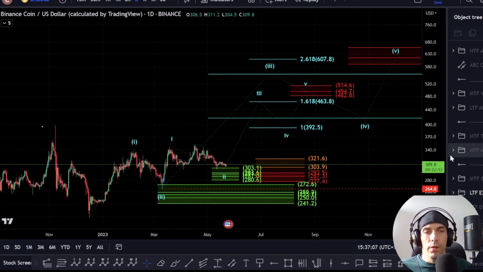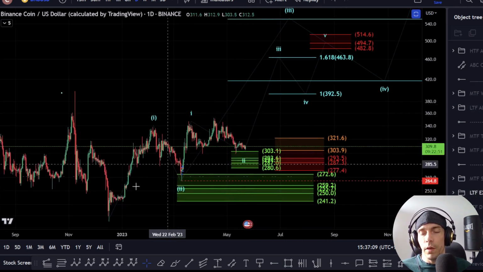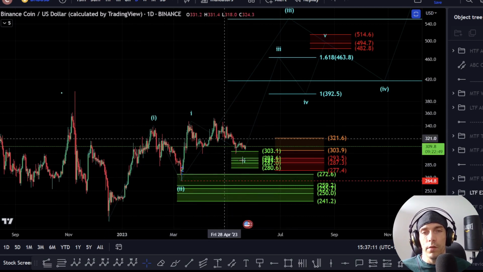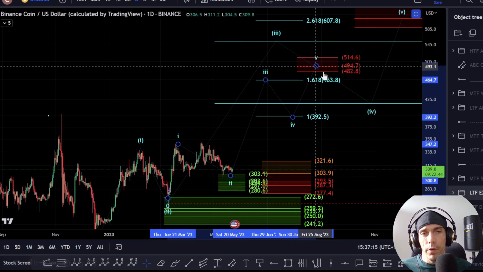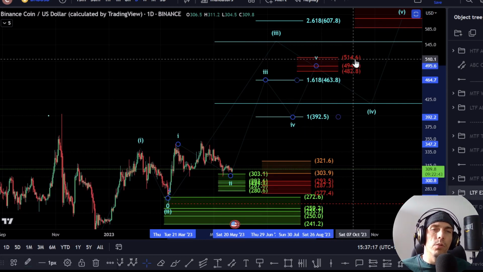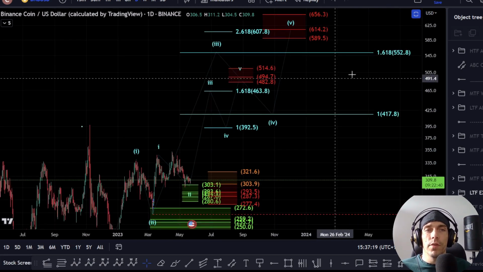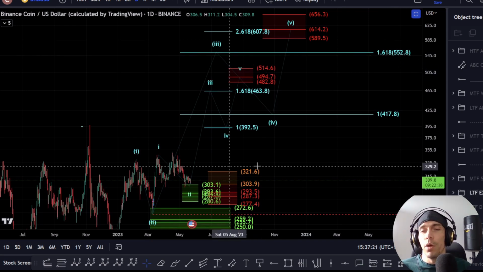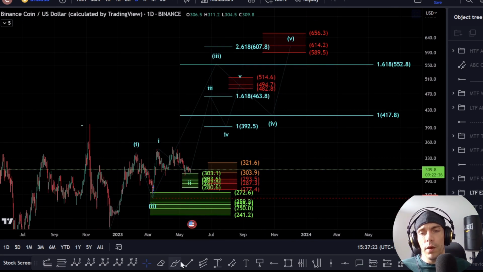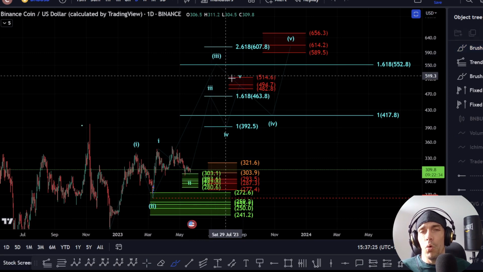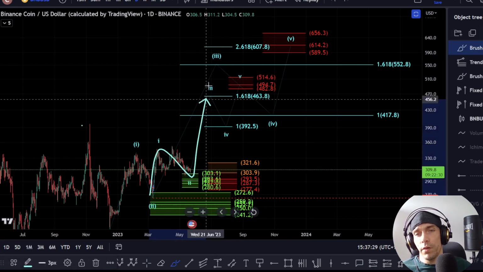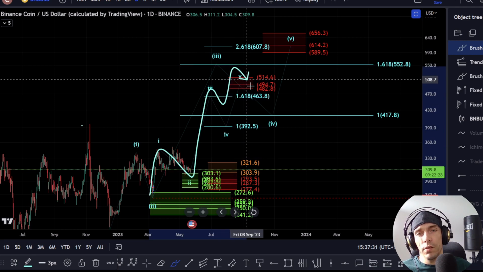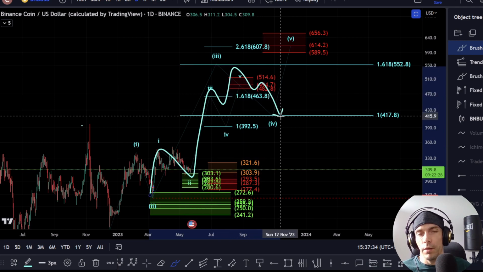But what we can see within this count is if we count this move as 1-2 and then looking at this as another 1, 2, 3, 4, 5, even if the secondary 5-wave count plays out and we do get a move up here towards this 514, it wouldn't cross the 1.618 of this 552. So this would be quite an important area I'd be looking for more confirmation that we're in a 5-wave move. This third wave doesn't technically have to reach 1.618, but it is a common area that it does look for.